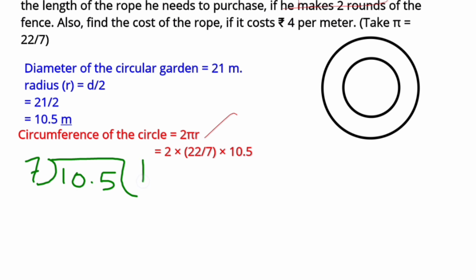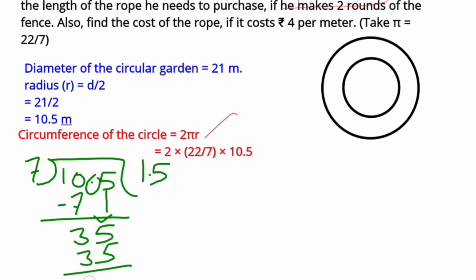7 1s are 7, 10 minus 7 is 3. We will put this decimal in our answer. We will bring this 5 downside. 7 5s are 35. So when you divide 10.5 by 7, you will get 1.5.